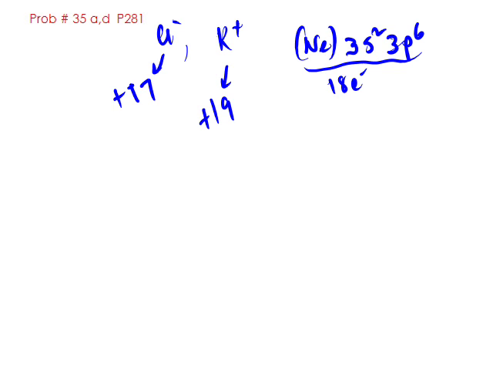So obviously, proton-electron attraction will be greater for potassium, having 19 protons attracting all these 18 electrons. So size would be smallest for K plus, and Cl minus would be the larger ion. So that's part 35, part A.